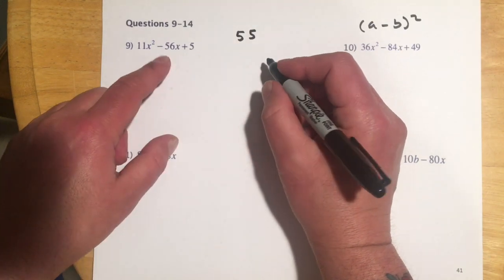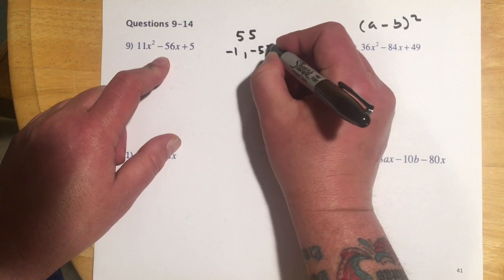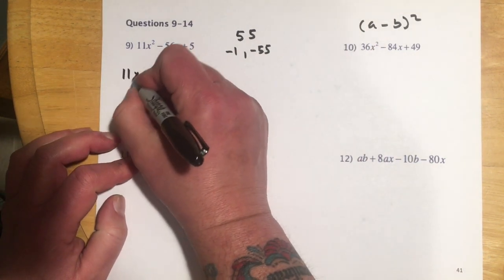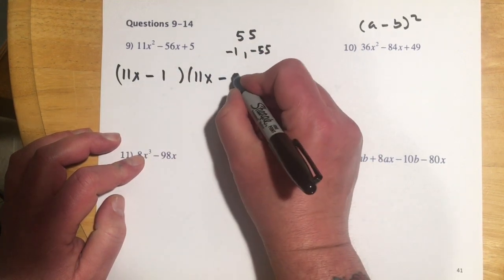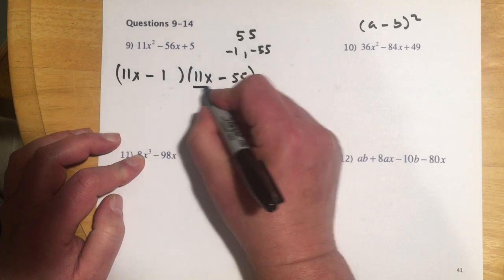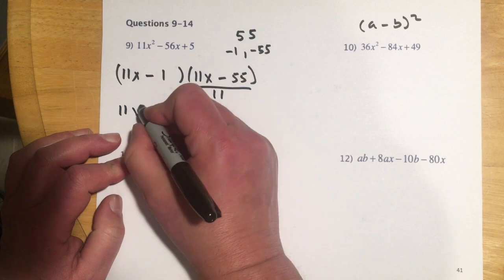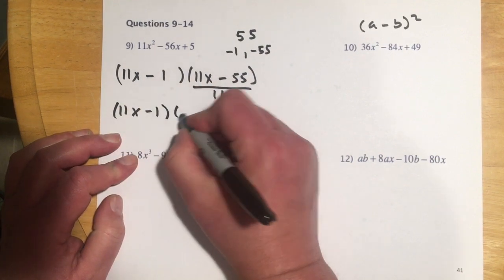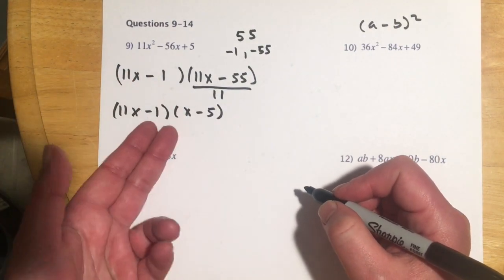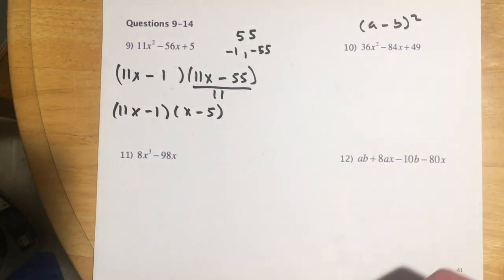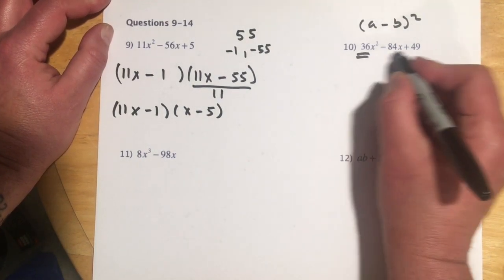So 11 times 5 is 55, multiplies to 55, adds to 56, would be a negative 1 and a negative 55. And then again, I just do my 11x and kind of my extra 11 and throw in the 1 and the 55. Somewhere that extra 11 is going to divide out nicely, which is on the second factor for me. It wouldn't matter which order I wrote these in, and we get that. If I wrote them in the other order, I'd still multiply, so it's still the exact same thing.